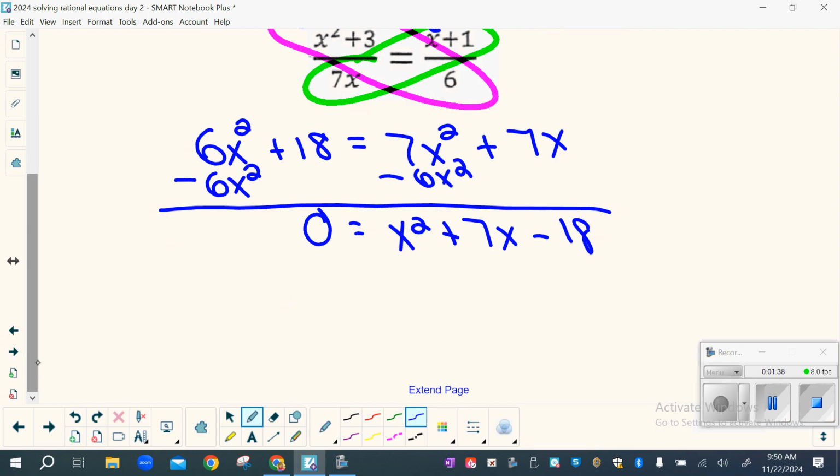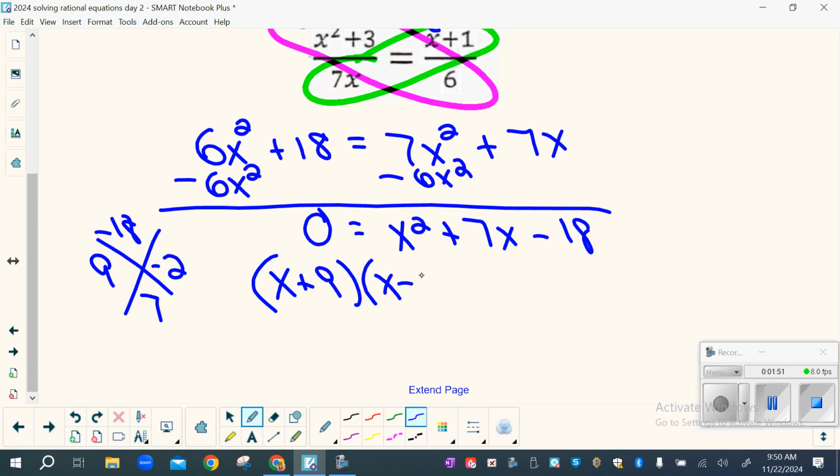Now we're going to factor. Nice and easy. Nothing scary here. Factors of negative 18 that make 7. That's going to be 9 and negative 2, which is a little slice of awesome. x plus 9, x minus 2 equals 0. Our answers are negative 9 and positive 2.